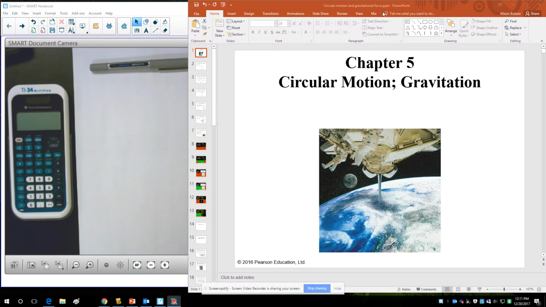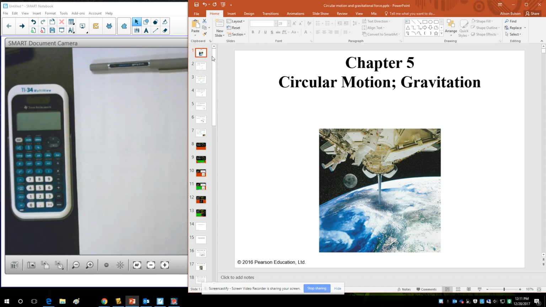Hello, AP Physics students. Today I'm going to record the lecture for Chapter 5, which is Circular Motion and Gravitational Force. I'm doing this split screen with the lecture on the right and the document camera on the left so we can easily switch between questions and example problems.